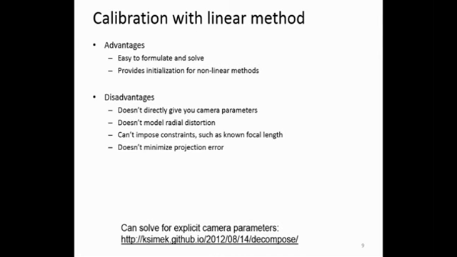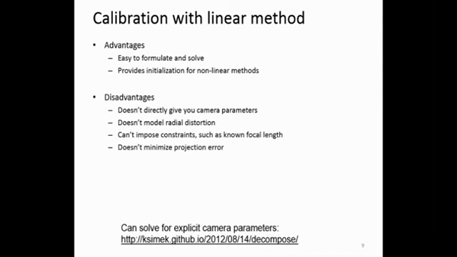Okay, so it's easy to formulate and solve. This often is used to provide initialization for nonlinear methods. A downside is it doesn't directly give you the camera parameters, but you can do a QR decomposition, taking advantage of that K is an upper right triangular matrix and R is an orthonormal matrix, to decompose your parameters into K, R, and T. There are some tricky bits to it because you end up with 4 possible different solutions that correspond to whether points are behind the camera or in front of the camera, so you have to do some checks.